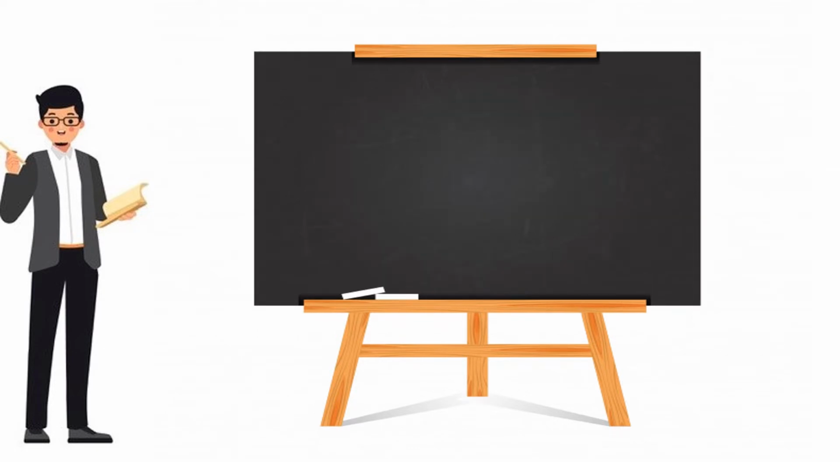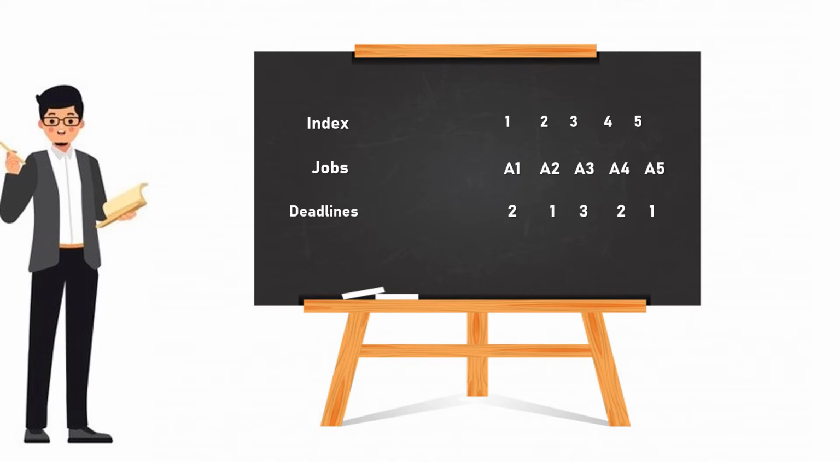For example, index 1 2 3 4 5. Jobs A1 A2 A3 A4 A5. Deadlines 2 1 3 2 1. Profit 60 100 40 20.